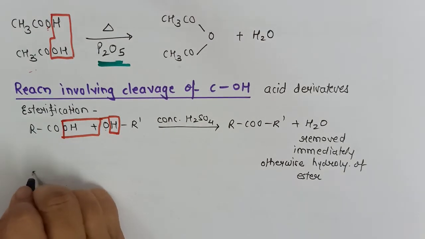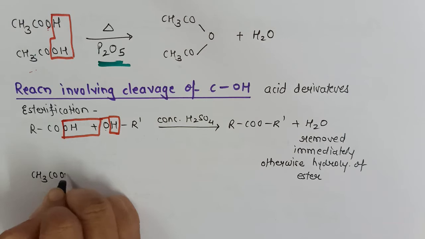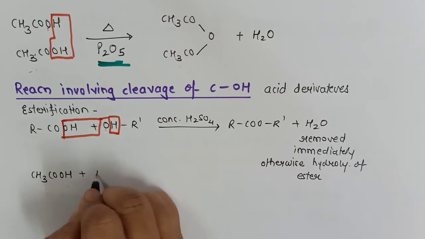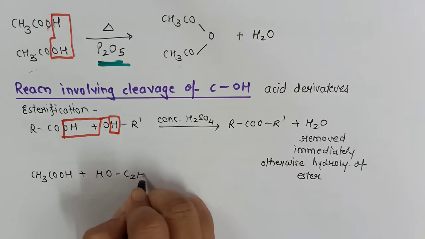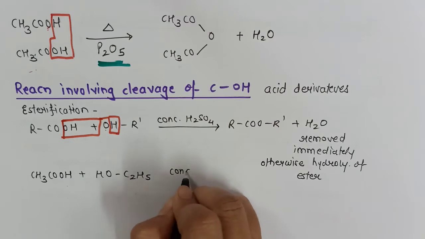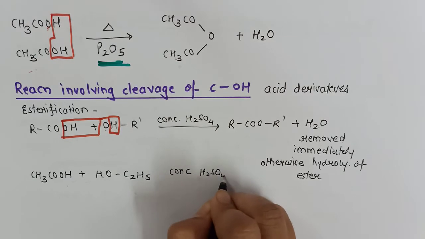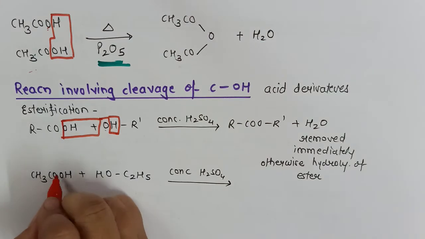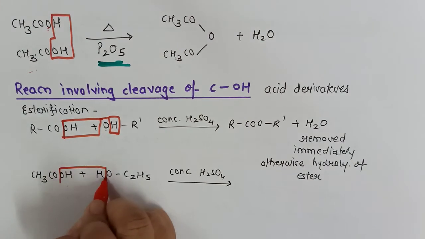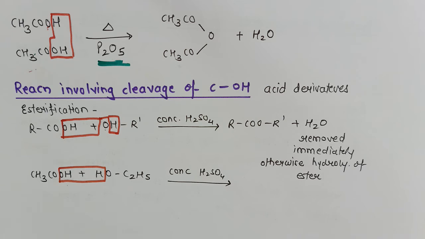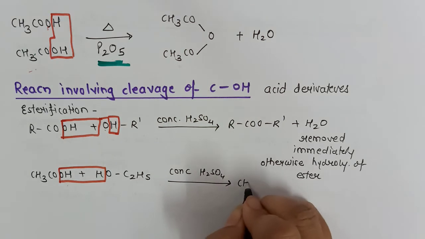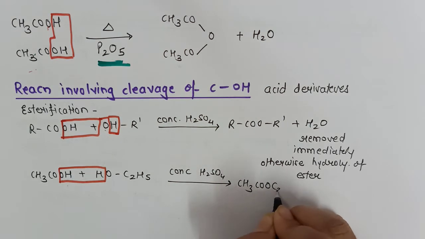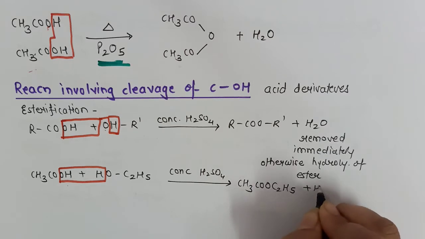Let us take one example. Ethanoic acid, when treated with ethanol in presence of catalysts like concentrated H2SO4. Now we know the cleavage, resulting in the formation of ethyl ethanoate, which is an ester.